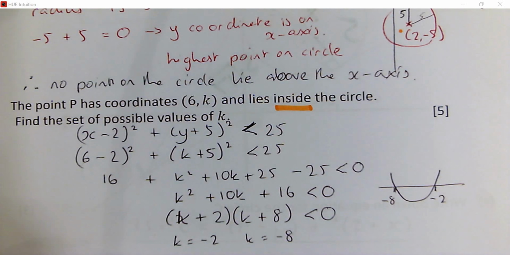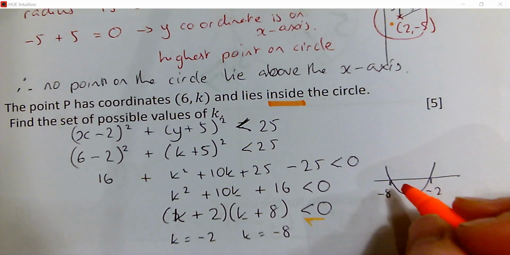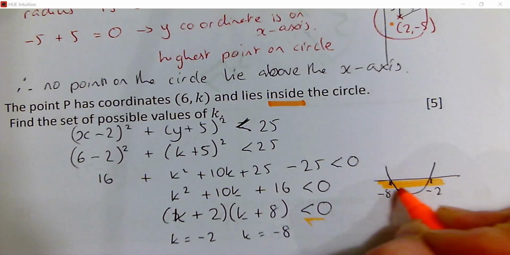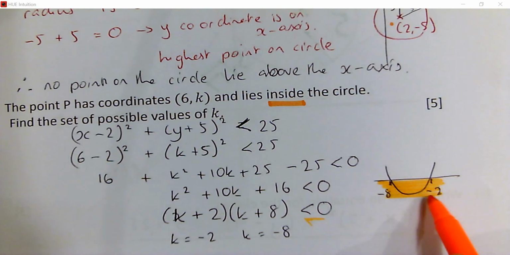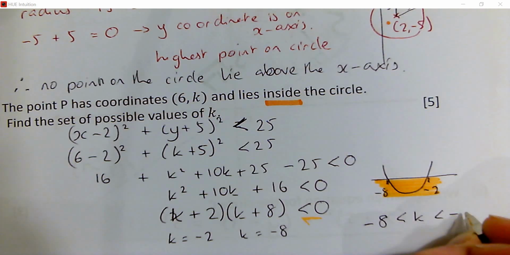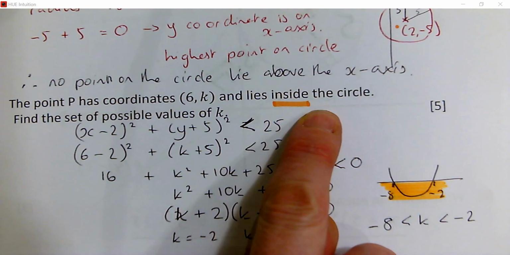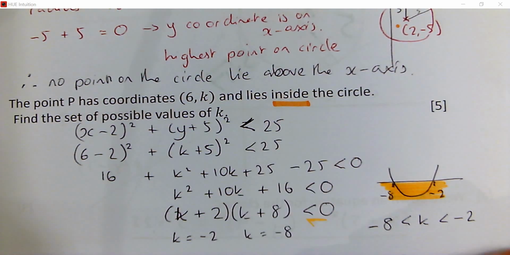Okay, and we're interested in the part of the curve that is less than 0. So we're looking at this part here. So it's the in-between bit from -8 up to -2. So we can write -8 less than k less than -2. Not or equal to, because that would be lies inside or on the circle. We want just less than. Okay.